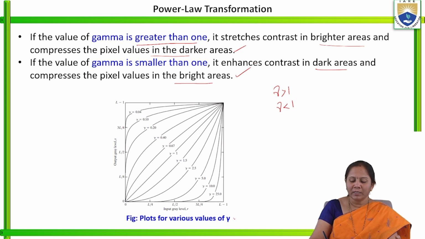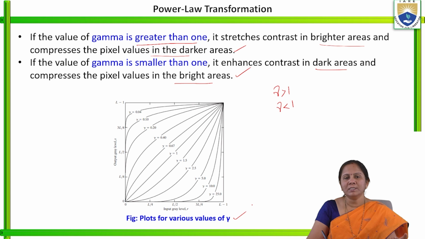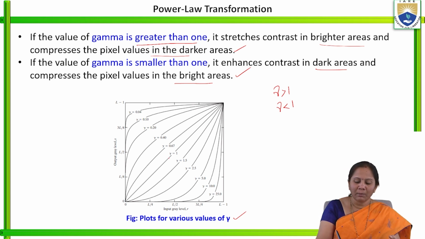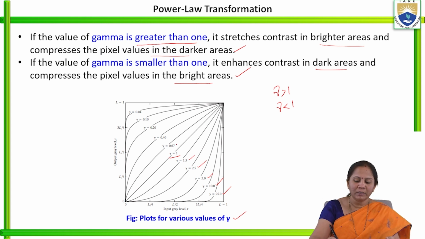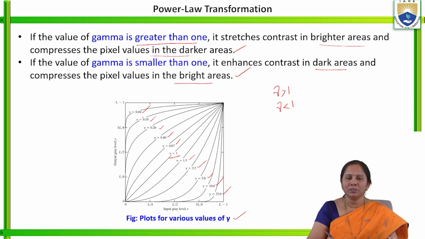Here we can see the plot which consists of different values of gamma. Here the gamma value is equal to 1. Below that are 1.5, 2.5, 5, 10 and 25, so the gamma value is greater than 1. If you go for these ranges 0.67, 0.40, 0.20, 0.10, 0.04, all these are the gamma ranges that are less than 1.